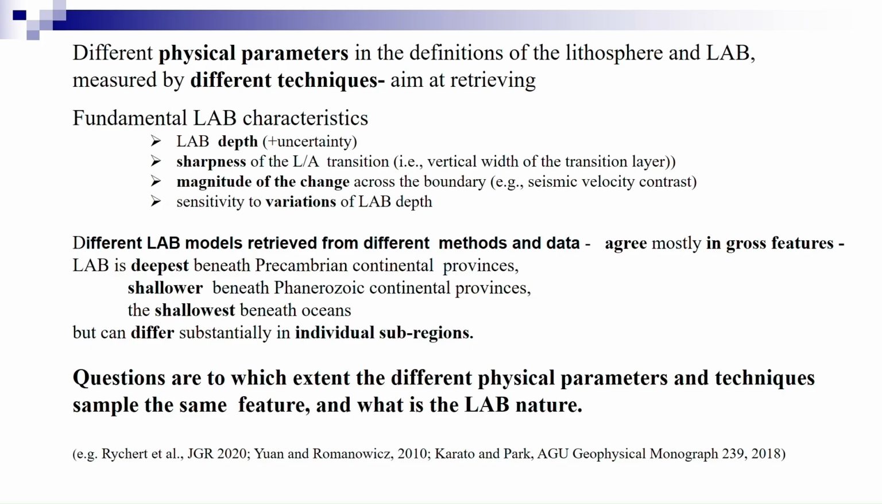Different LAB models retrieved from different methods and data agree mostly in gross features. The LAB is deepest beneath the Precambrian continental provinces, shallower beneath the Phanerozoic continental regions, and the shallowest beneath oceans. But it can differ substantially in individual subregions. In the following slides, we will present examples of different models of the lithosphere thickness and LAB depth.